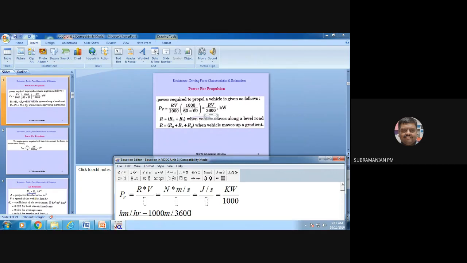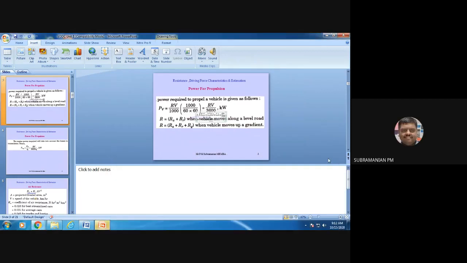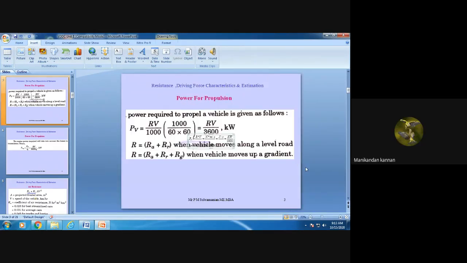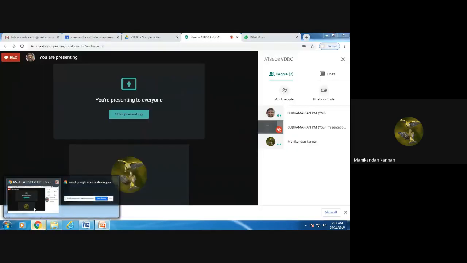Now see, I am writing 1000 by, instead of writing 3600, writing 60 into 60, that is, converting second into minute, minute into hour. Now see, this 1000 for kilowatt and 1000 for converting kilometer into meter will get cancelled. And 60 into 60 is 3600. Okay, you have understood the formula? Yes, sir. How you are getting 3600? Kilometer per hour, sir.